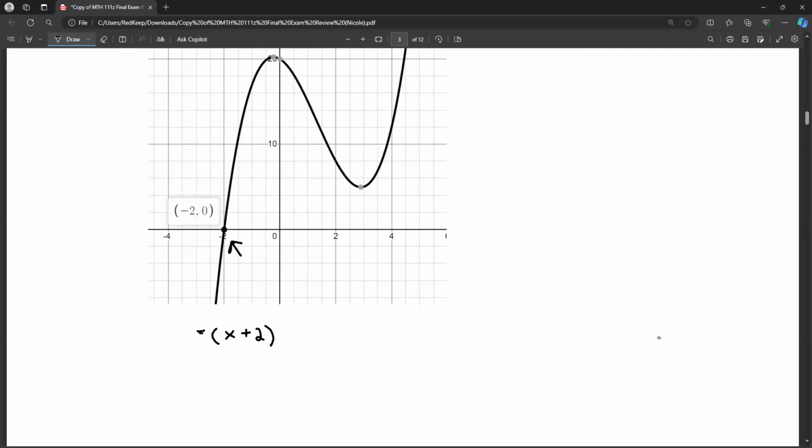So we say f of x must have this factor x plus 2. And then hopefully there are going to be some other factors here. In fact, we know that there is a potential for 3 zeros, since this is a third degree. So we want to see what these two factors are. We can do this in 2 different ways.